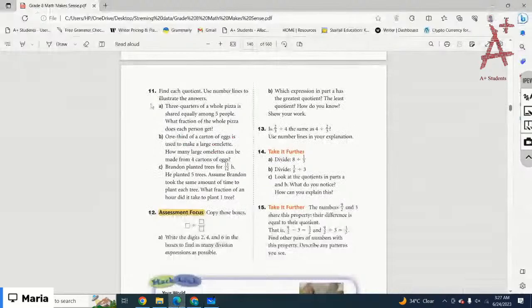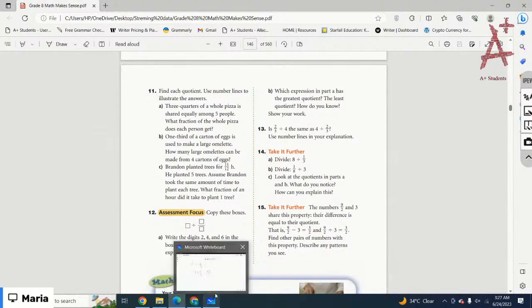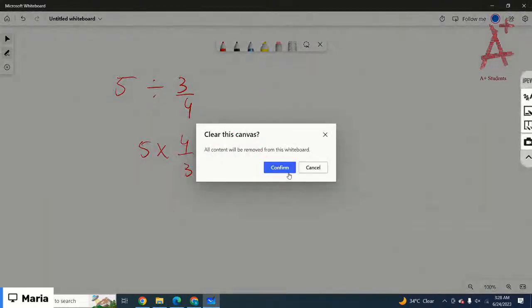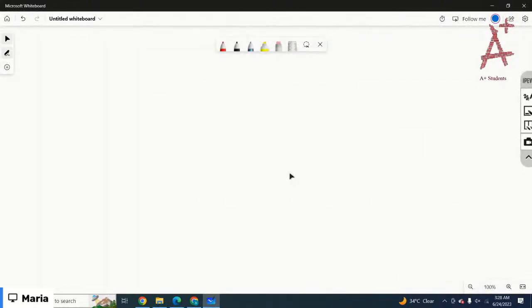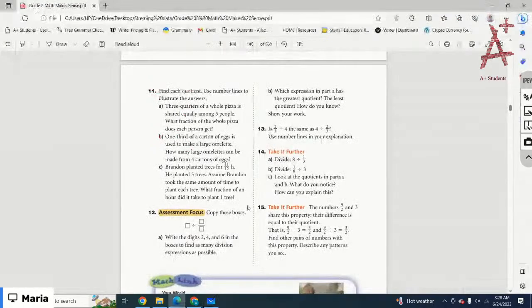Now part B: 1/3 of a carton of eggs is used to make a large omelette. How many large omelettes can be made with 4 cartons of eggs? So you have to do 4 divided by 1 over 3. Got it? So it would be 4 times 3 over 1. So that would be 12. Got it?